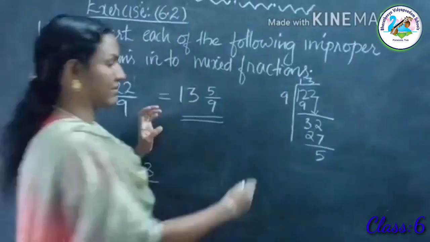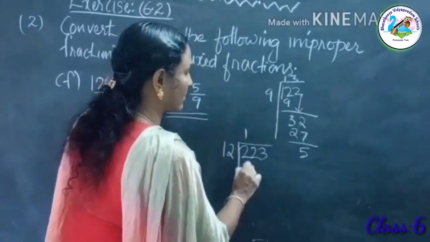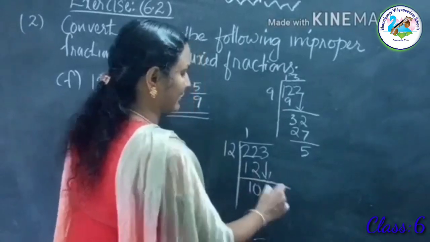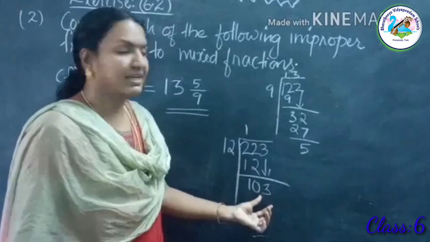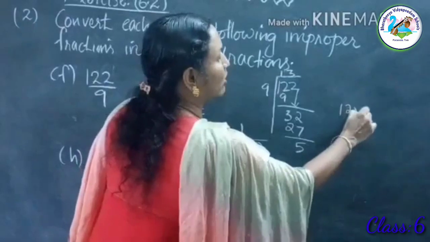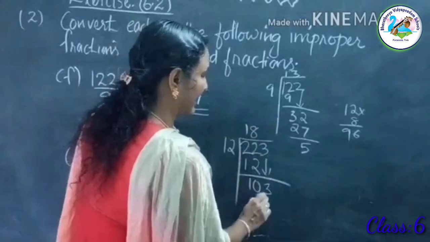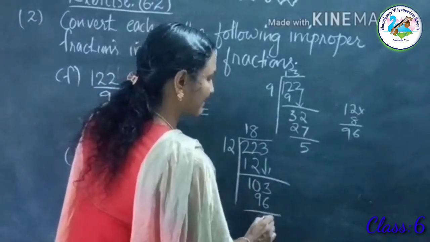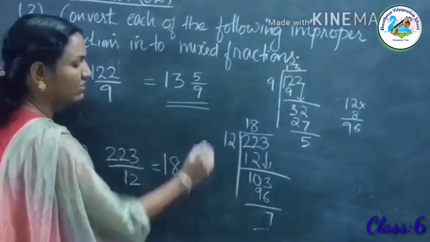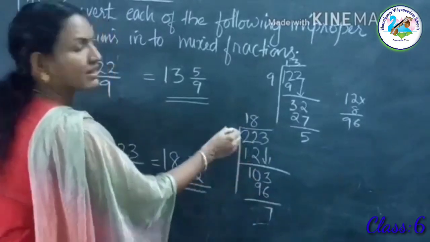223 by 12. 1 12 is 12. Balance 10. The next number is 3. How many 12s are in 103? 1 12 is 12, 2 12s are 24, and so on. 8 12s are 96. And balance 7. So it can be written as the quotient 18 into 7 by 12. 18 7 by 12.